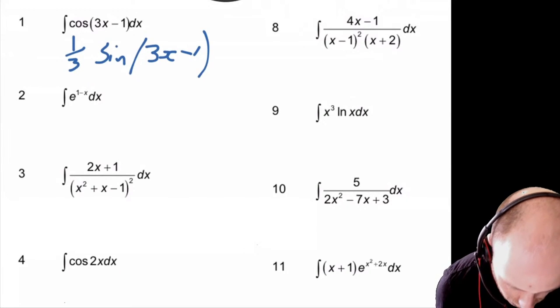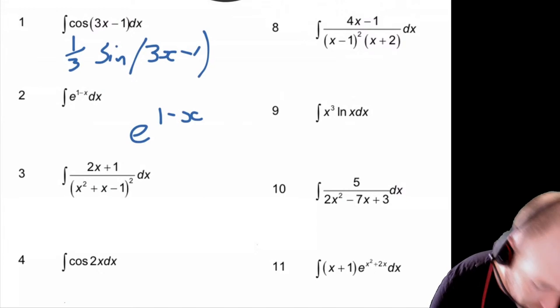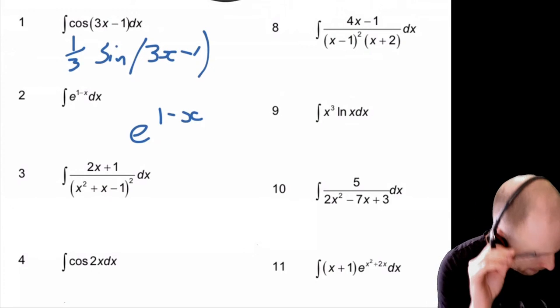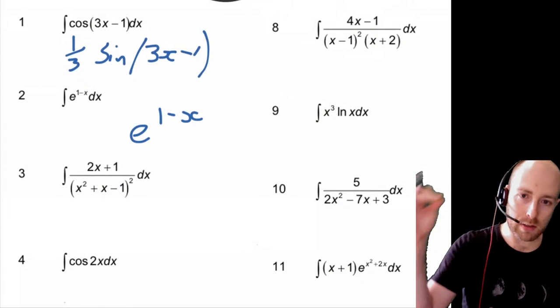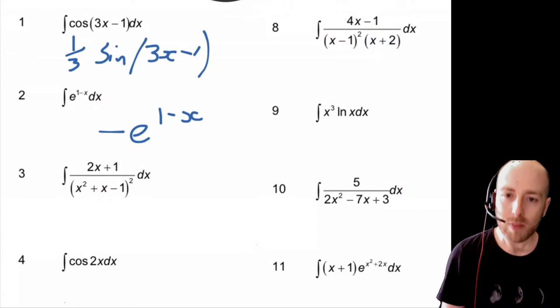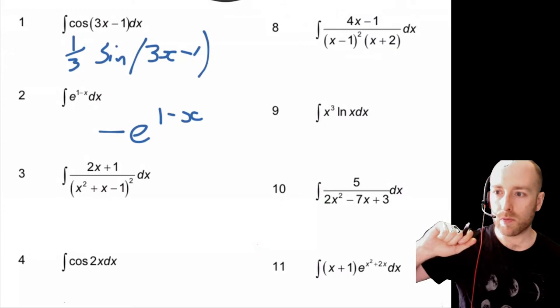Second one, e to the 1 minus x, well, e goes to the same thing. So we're going to get e to the 1 minus x. And then because of the reverse chain rule, if we differentiated that, we'd have a minus down the front. We don't want that. So we're going to write minus out the front. So that will times the minus we'd get and cancel out.